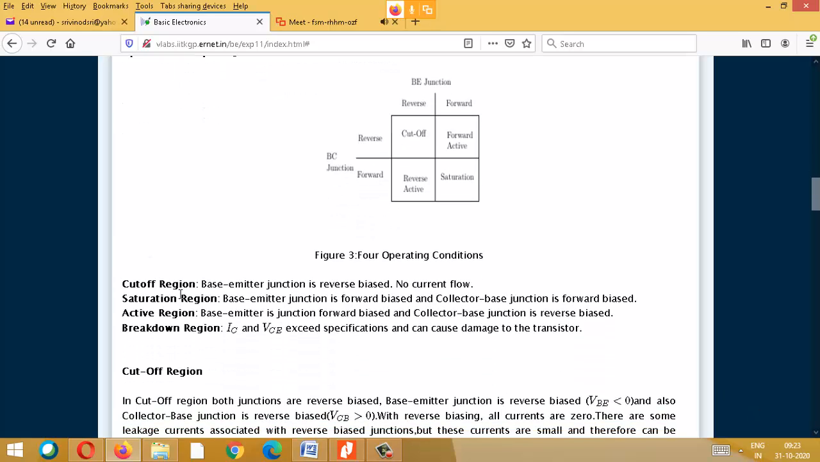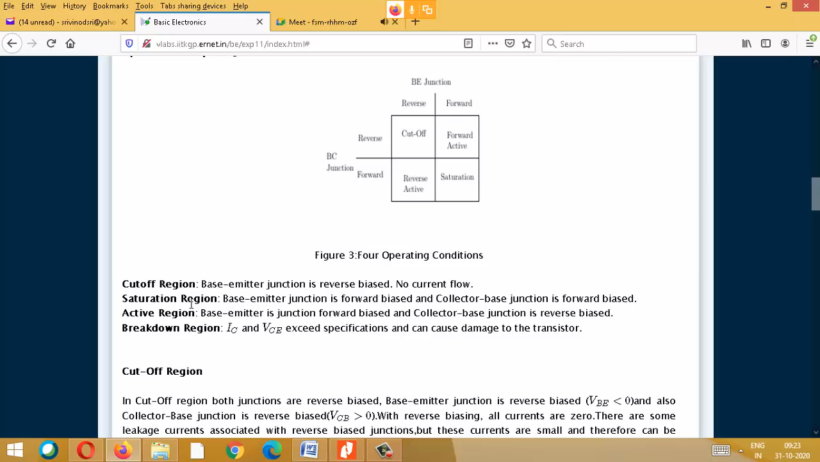What is meant by cutoff? From the word itself it is very clear: cut off. See, if two people are talking and we say cut off, then they are not supposed to talk. So there is no current flow in the cutoff region.